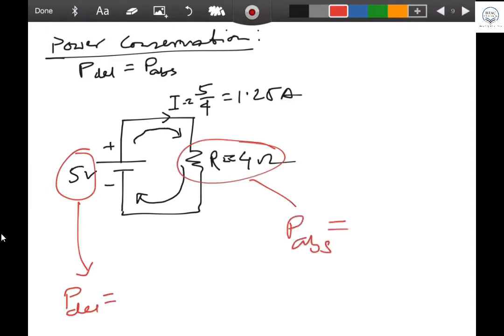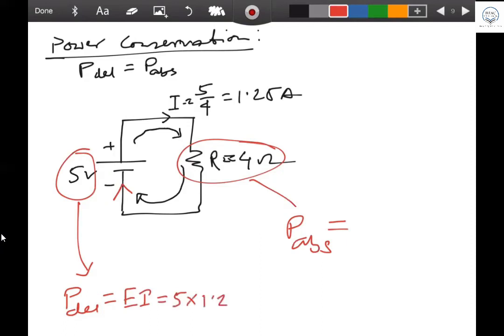Now, if you want to find the delivered power, the battery is delivering the power. You know the battery voltage and the current. What is the power equation? P equals EI. Very good. Equal to what? 5 volt. And I equals?